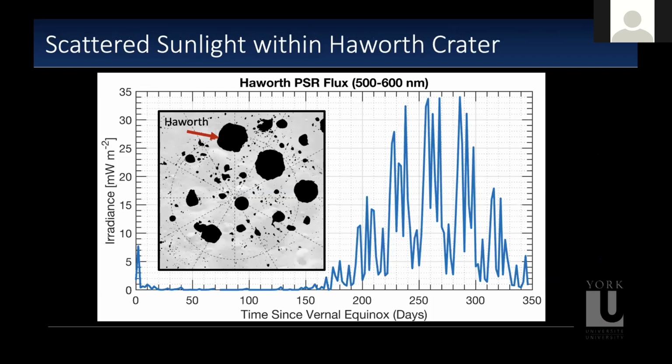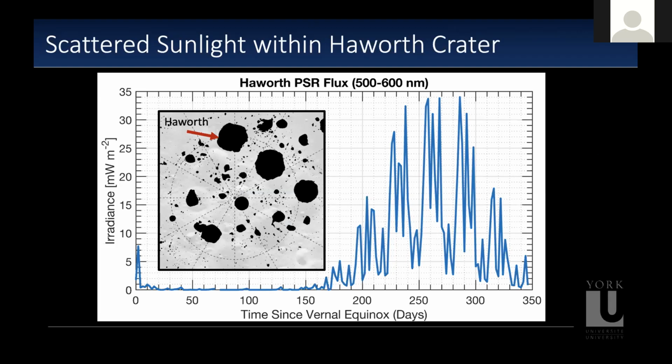So here are results from another crater, Haworth, which is also located at the South Pole and is one of the largest, if not the largest, contiguous region of permanent shadow on the moon. So you can see that the seasonal variation is very different for Haworth than it is for Faustini. During the winter, the light that's received to this area is minimal. It goes to 0 in some cases. And the variation during the summer is more complex than it is for Faustini.